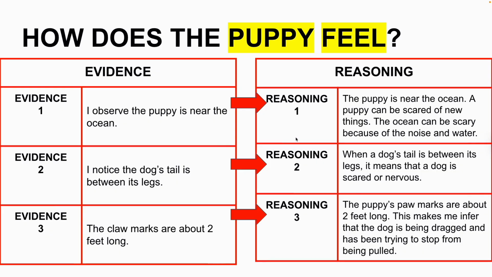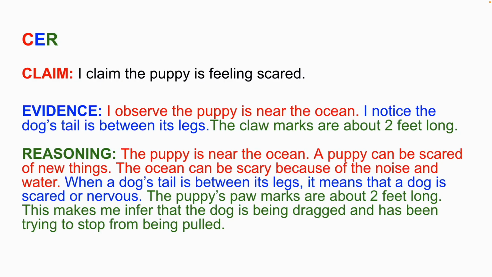Okay, so again, notice how each one of my evidence is being explained by reasoning of why it proves my claim is right. Let's see what this looks like in a writing format. Alright, claim. I claim the puppy is feeling scared. Evidence. I observe the puppy is near the ocean. I notice the dog's tail is between its legs. The claw marks are about 2 feet long.